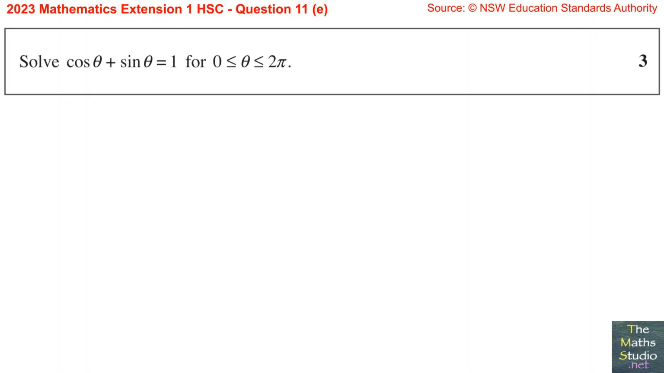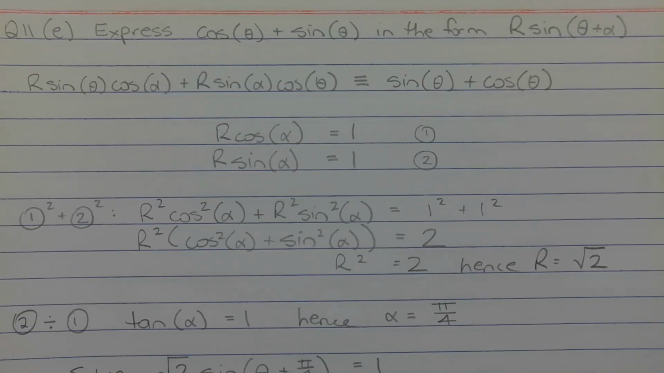Question 11, Part E. Solve cos theta plus sin theta equals 1 for theta greater than or equal to 0 and less than or equal to 2 pi. Solving an equation involving the sum of two different trigonometric terms equaling a non-zero constant is generally more difficult than solving a trigonometric equation involving one trigonometric term equaling a non-zero constant.